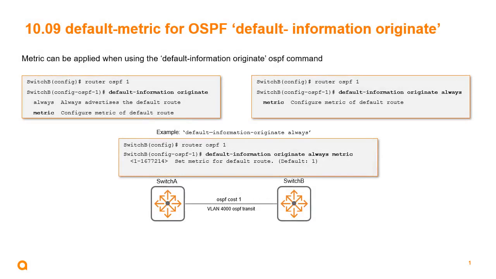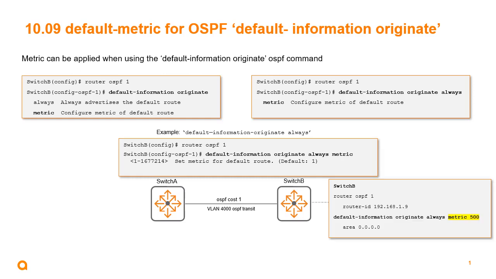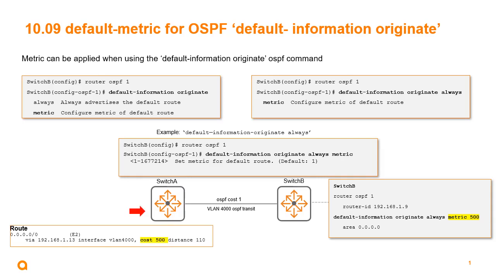So back to our example between switch A and switch B. Under 10.09, this is what we can do. Under our routing process, I've got default information originate always metric, and I can set it to a value of 1 to 16777214. This is going to be configured on switch B, and I'm going to choose a metric of 500. That gets advertised to the neighbors, and switch A will pick up this route with the cost changed to 500, which overwrites the cost configured between switch A and switch B, which had an OSPF cost of 1.